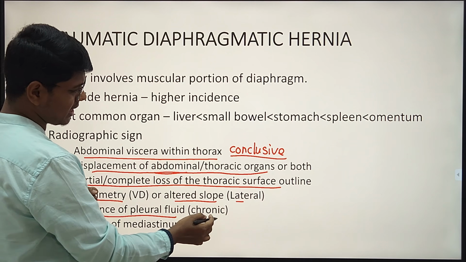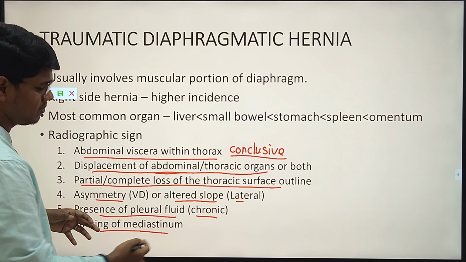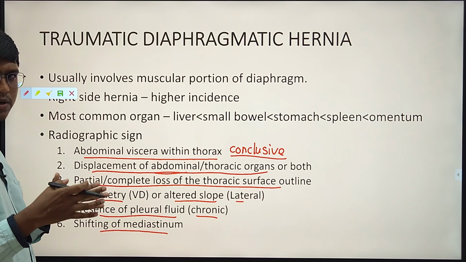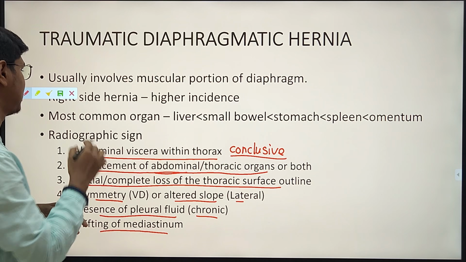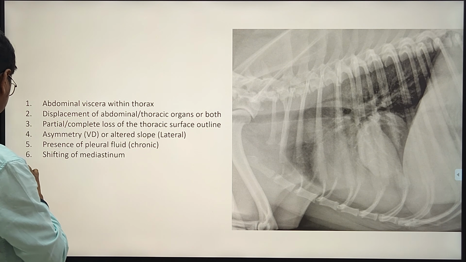Presence of pleural fluid happens when there is chronic diaphragmatic hernia. Shifting of the mediastinum happens when the thoracic organs shift. Obviously the mediastinum will shift. We will see some radiographs and we will analyze.